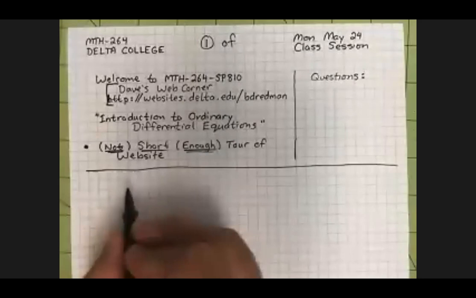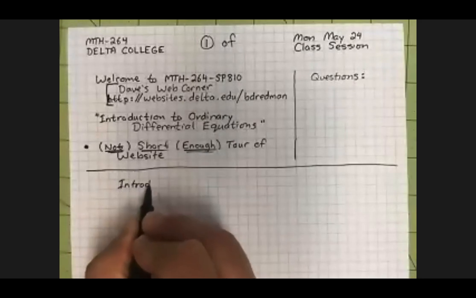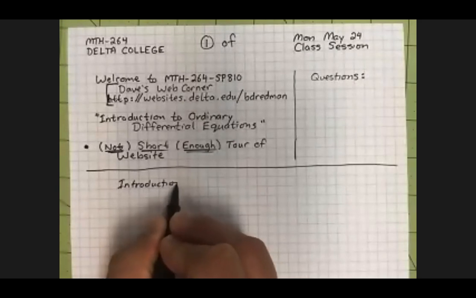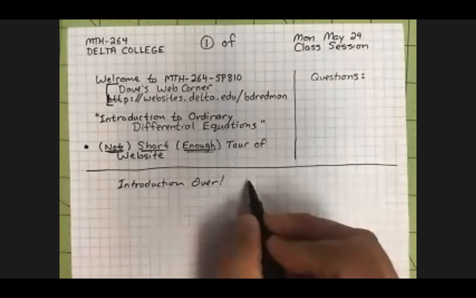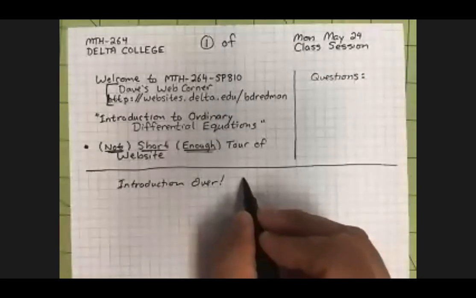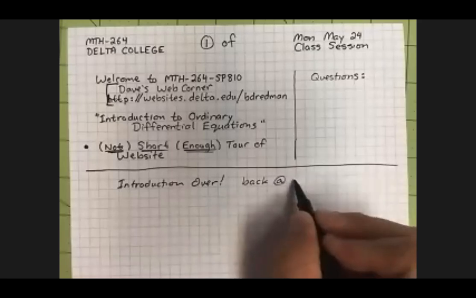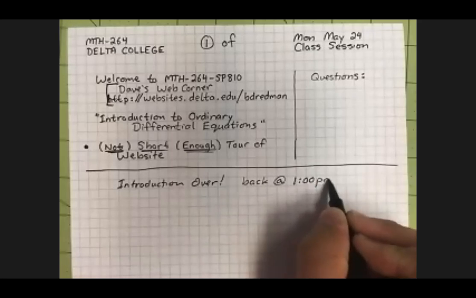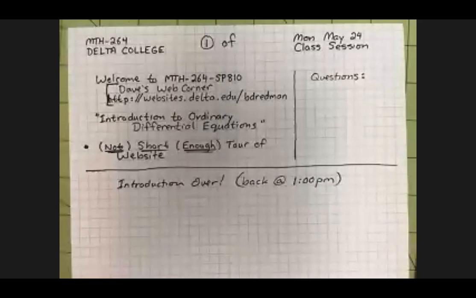Okay, then I will do this. You can always ask introduction questions, but for today, the introduction is over. And let's say I want you to take a break. If you're still here, I'll come back at 1 p.m. I'm going to stretch my legs. You should do the same because we're all sitting way too long. I'm going to mute my microphone and be back at 1 p.m. Thank you.